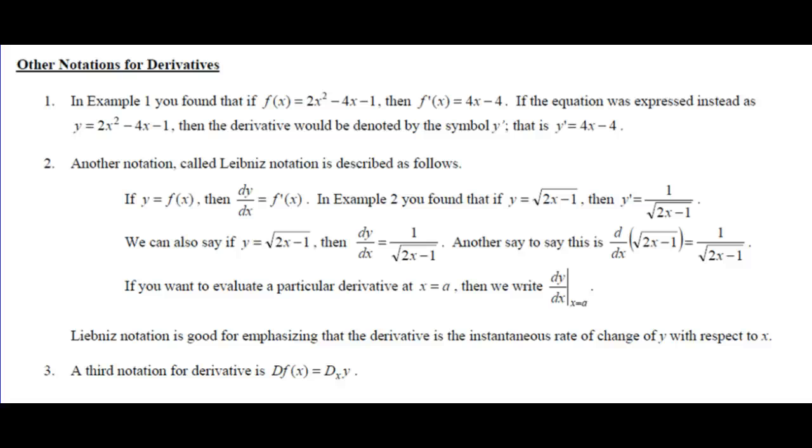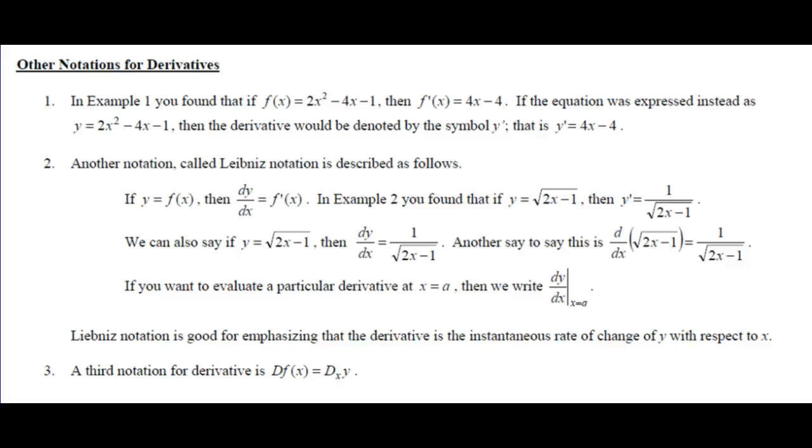So if y equals f of x, then in Leibniz notation we go dy by dx, right? Kind of think of that as like delta y over delta x, right? Like a change in y over the change in x is f prime of x. So in example 1, you found that if y is the root of 2x minus 1, then y prime is 1 over the root of 2x minus 1. We can also say that if y is root 2x minus 1, then dy by dx. Okay, so you got f prime of x if it's f of x, you got y prime if it's y, and you've got dy by dx if we're using Leibniz notation.